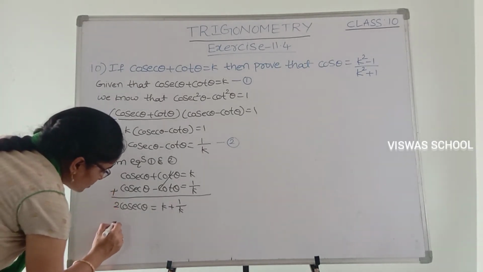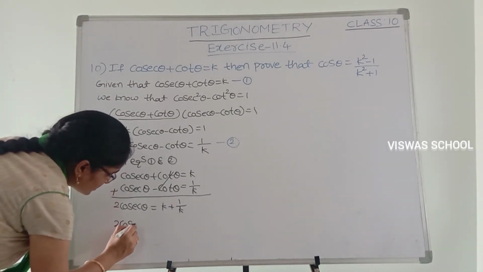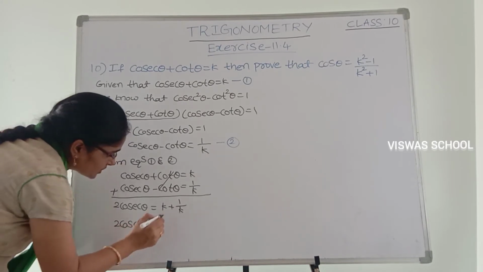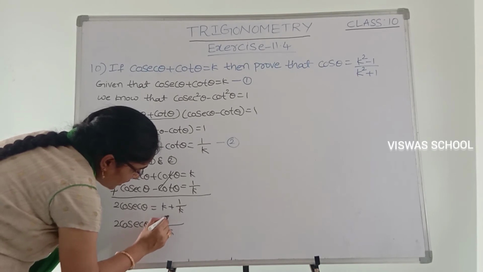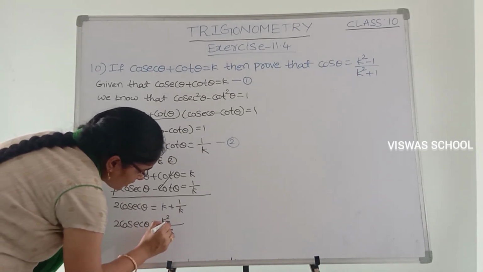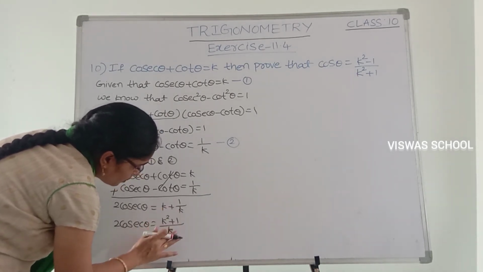From this, 2 cosecant theta is equal to, here the LCM is k, so k into k square, that is k square, plus 1.